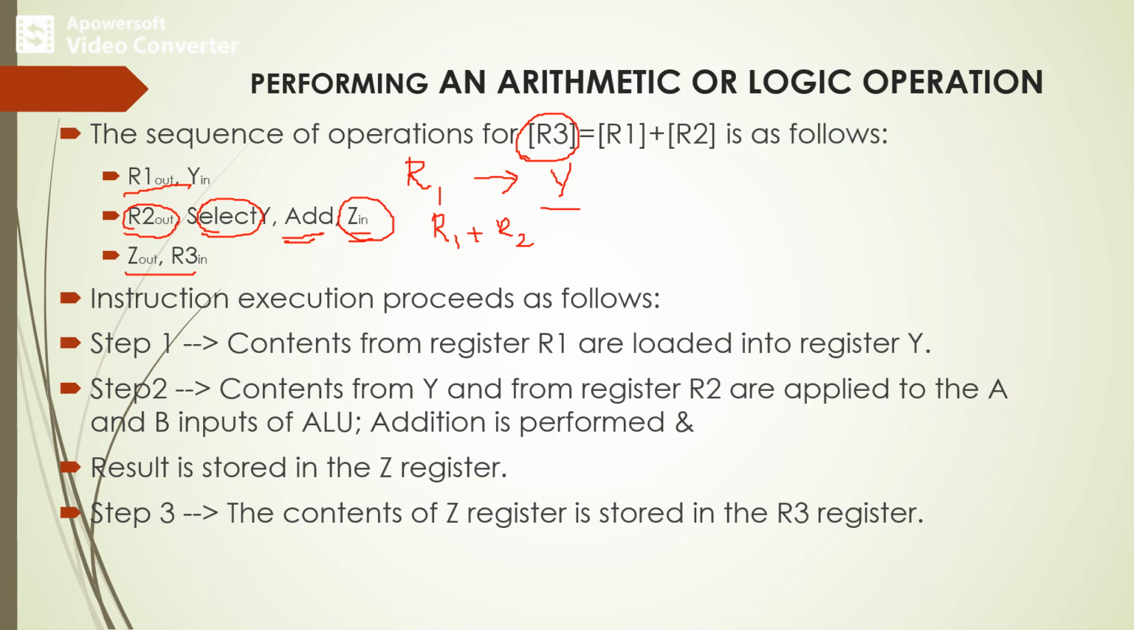Initially, during step 1, the contents of register R1 are loaded into the register Y. During step 2, the contents of Y and of register R2 are applied as inputs A and B to the ALU, the addition is performed, and the result is stored in the temporary register Z in. And finally, the result R1 plus R2 is stored in register R3 by copying Z out, R3 in.